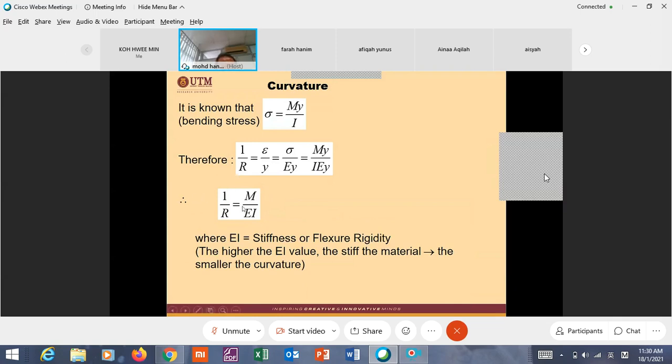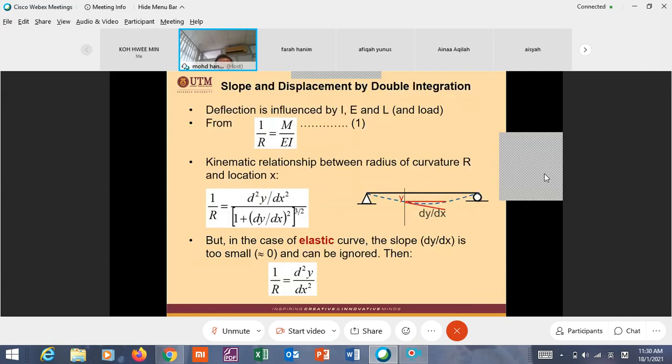So based on this derivation, we will start to proceed with the deflection based on curvature. Okay. So again, we use the principle of slope and displacement, through double integration from 1 over R equal to M over EI. This one is mathematical. I'm not familiar with this one.